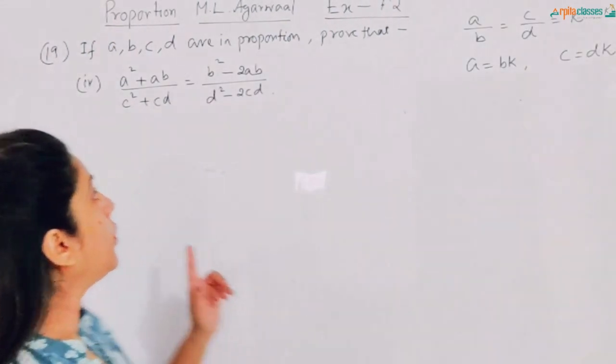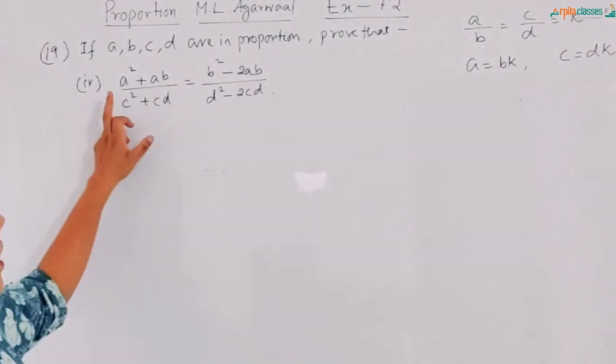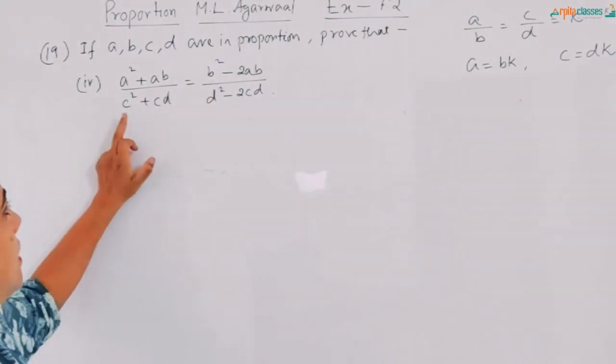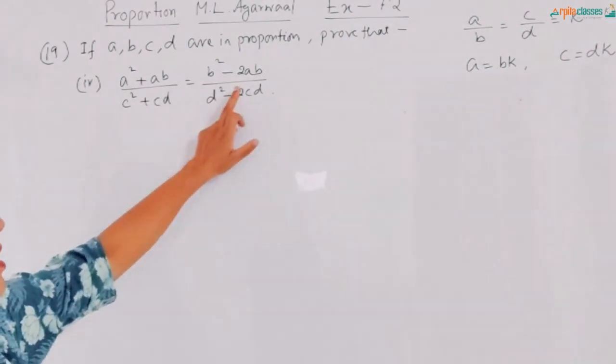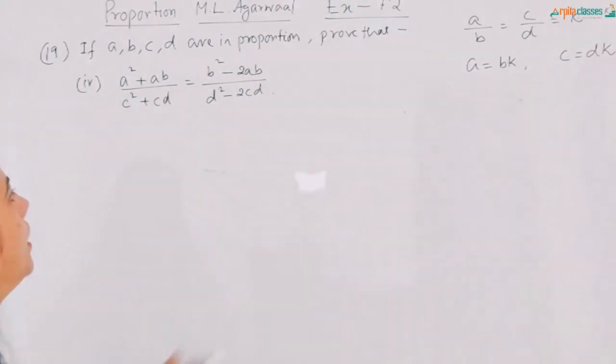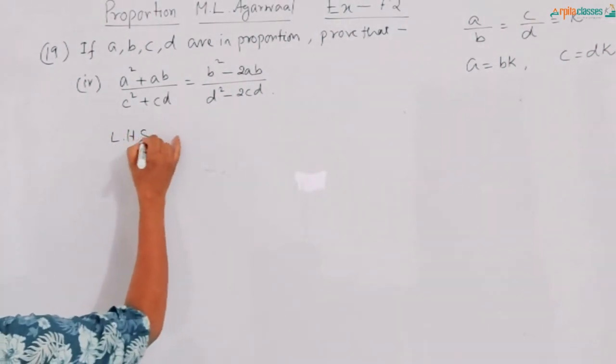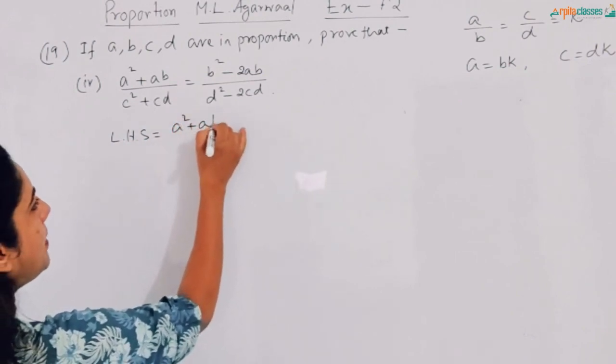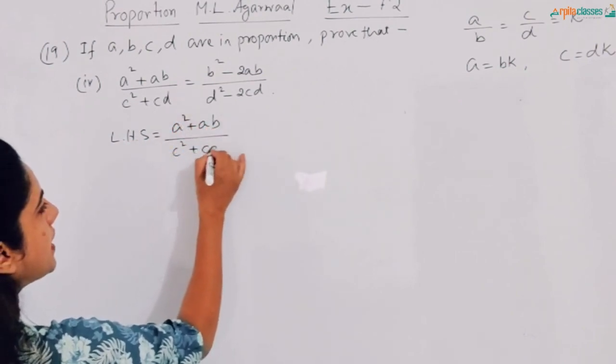Next is sub question 4th of the 19th question. We need to prove (A squared + AB) upon (C squared + CD) is equal to (B squared minus 2AB) upon (D squared minus 2CD). We have still been given that thing. So let us take the left hand side. A squared plus AB upon C squared plus CD.